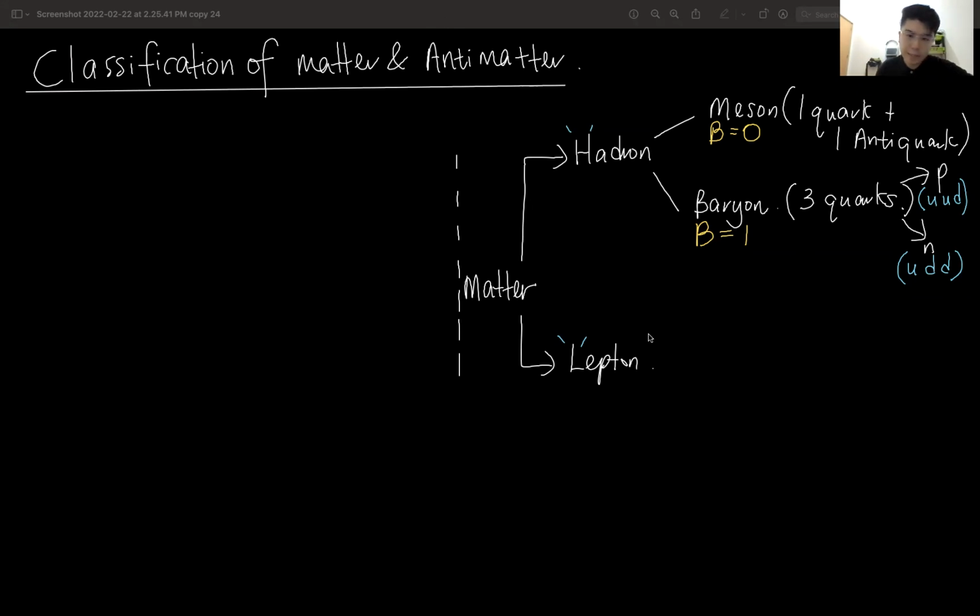Then for the lepton, we have electrons, and then we have the neutrinos.